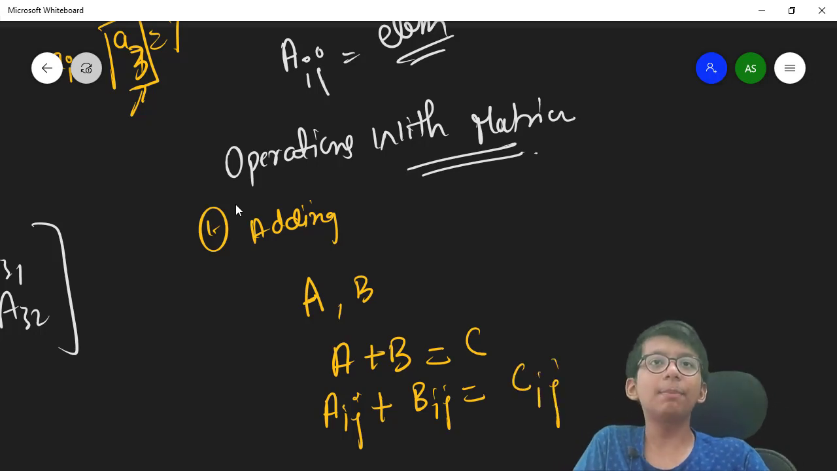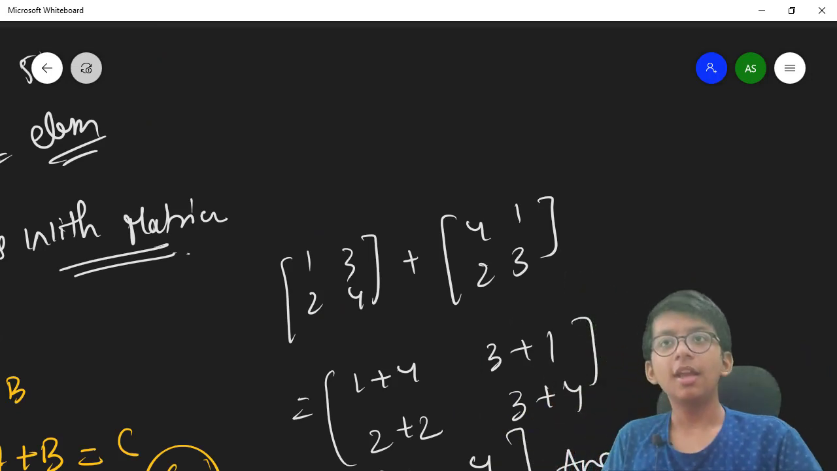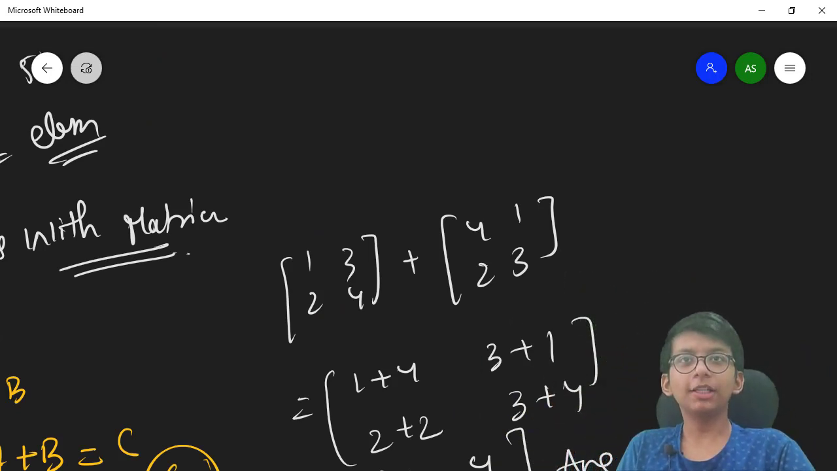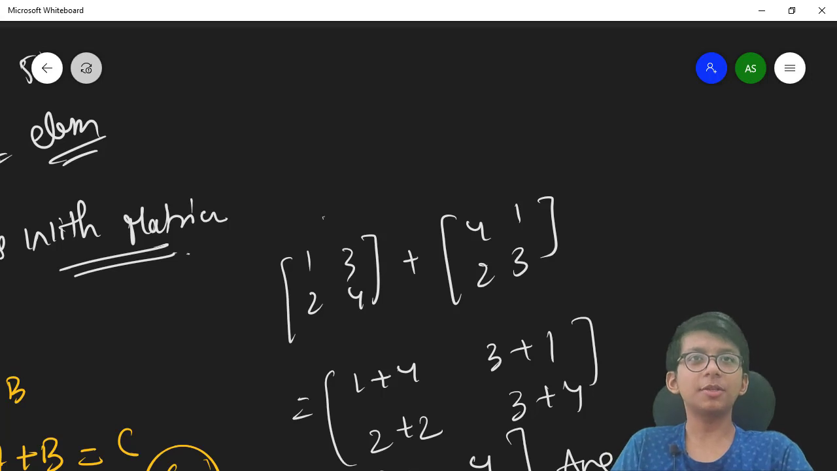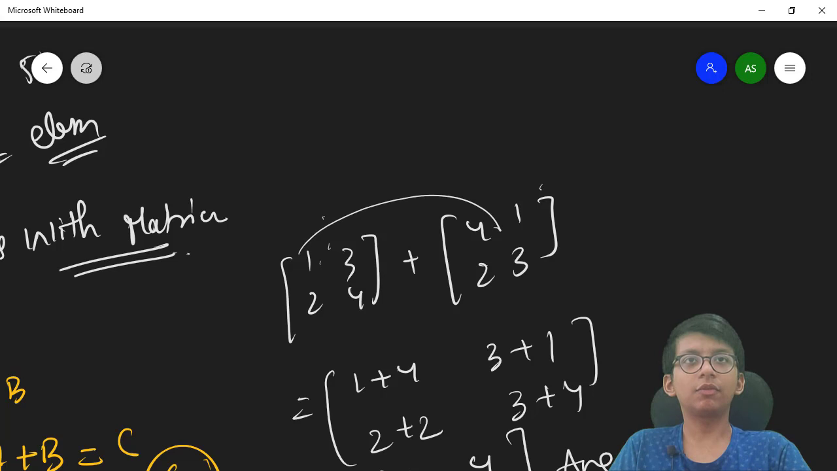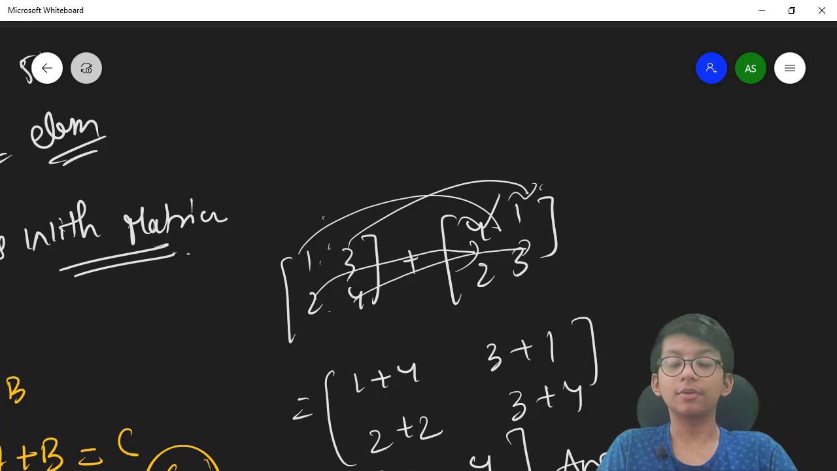So the addition of matrices is simply this. For example, let's take this example: this is your matrix A, this is your matrix B. So 1 plus 4, 3 plus 1, 2 plus 2, 3 plus 4, and you will get your resulting 2 by 2 matrix. This is how you do the addition of matrices.